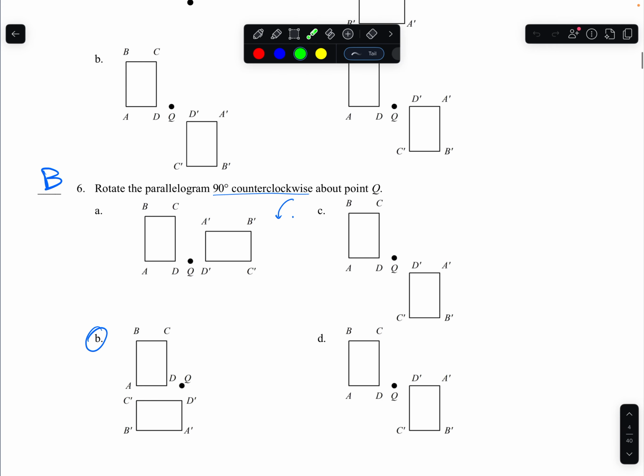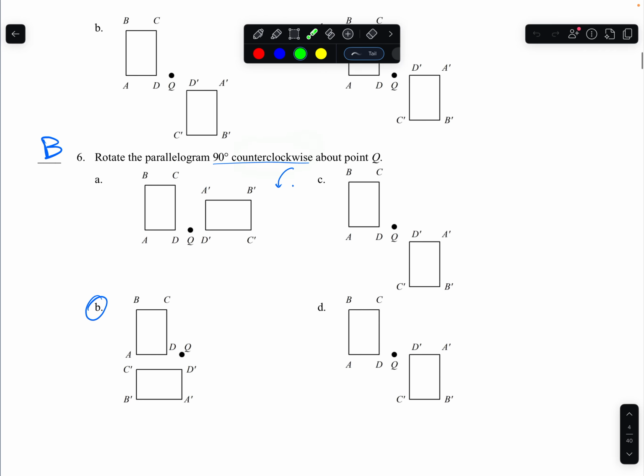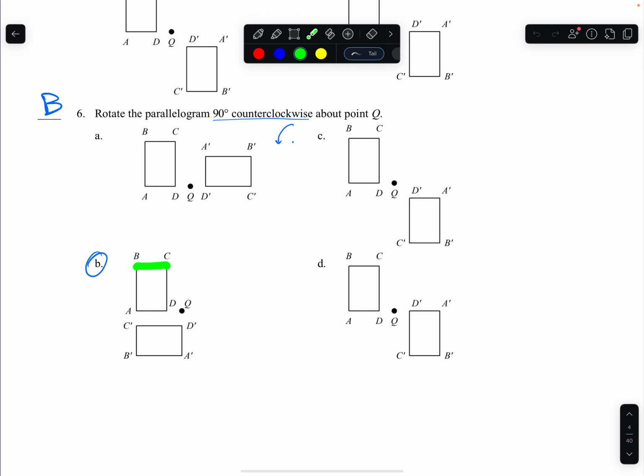Same thing for number 6, except it says counterclockwise. So we're rotating the other way. And that would rotate BC to B prime, C prime over here. 90-degree counterclockwise rotation.